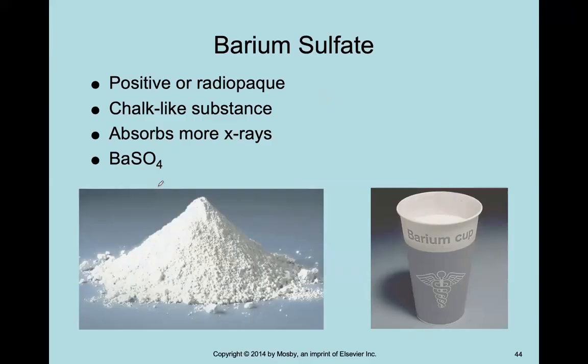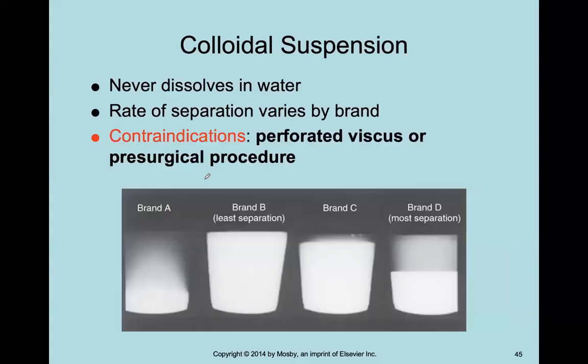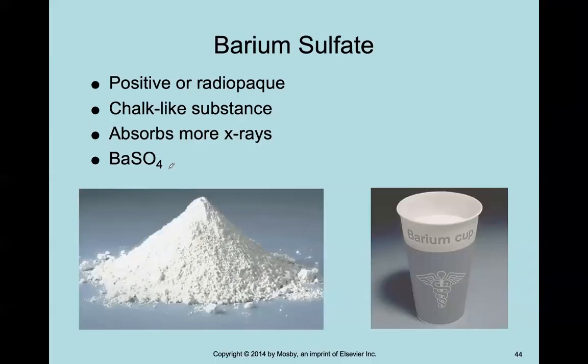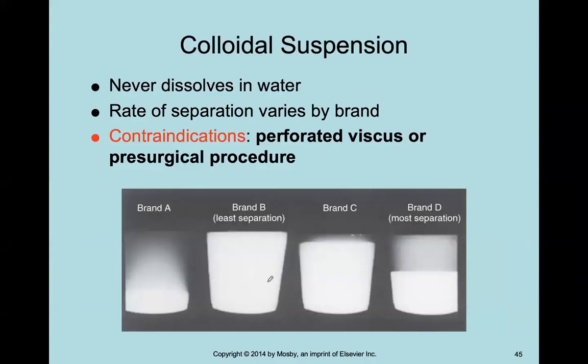Air is a negative contrast. Barium is positive. It's a chalk-like substance and it does have a chalky taste. It doesn't taste great. You do want to be able to explain that to your patients. They absorb more X-rays, that's why it appears as white on imaging. Air is black. X-rays go right through it and it shows up as black. When X-rays absorb a lot of something, it's going to show up as white.